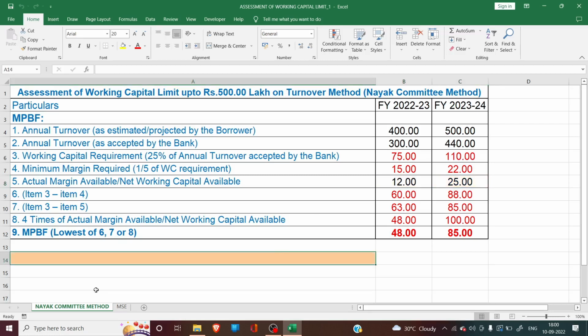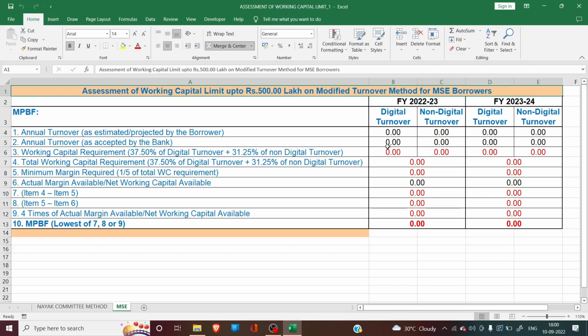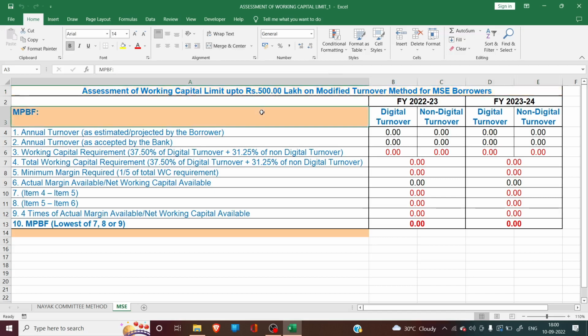Now, in the second part of this video, we'll see the assessment of working capital limit for MSE borrowers on the modified turnover method. This method is used for micro and small enterprise borrowers where the limit requirement is up to 500 lakhs. In this method, the turnover has to be broken into two parts, that is, digital turnover and non-digital turnover.